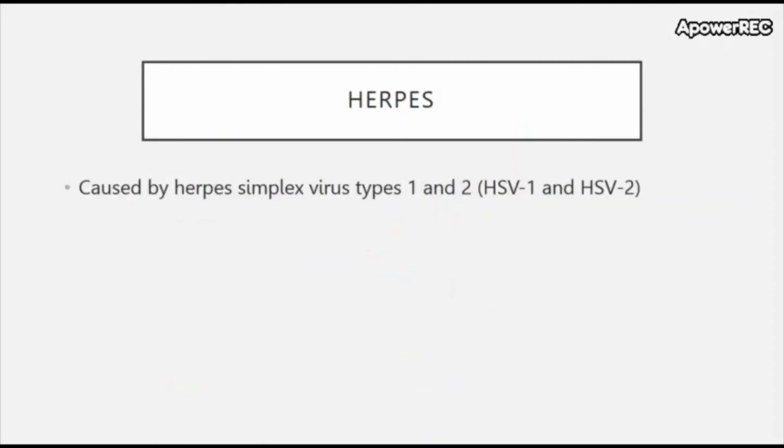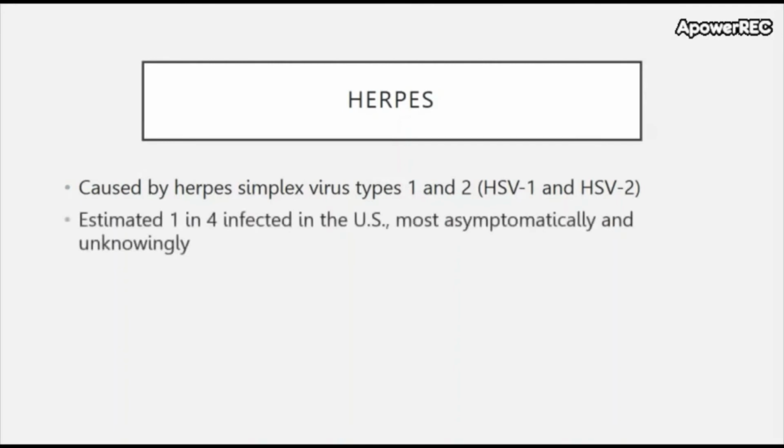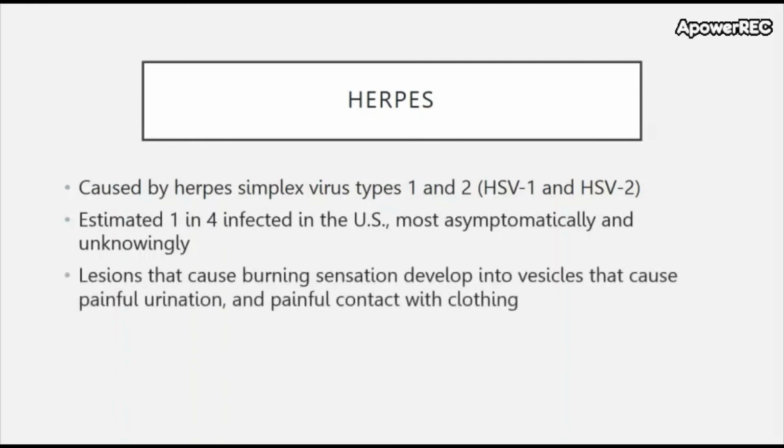Herpes is probably the most common viral infection of the reproductive system. It is caused by herpes simplex viruses type 1 and type 2, HSV1, HSV2. You look at different sources and you get different values, but it's estimated that 1 in 4 that are infected in the US are mostly asymptomatic and unknowingly carrying it. It does lead to lesions that cause burning sensations that develop into vesicles, and these cause painful urination and painful contact with clothing.